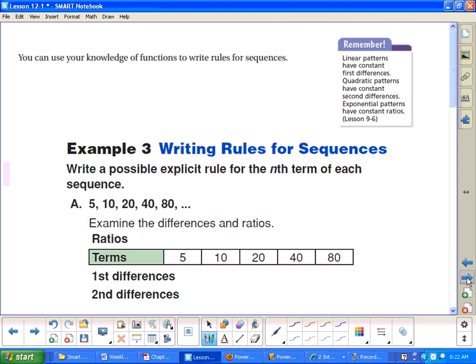All right, now we're going to look at, given a sequence, finding the rules for that sequence. A reminder: first of all, sometimes we need to figure out what kind of sequence it is. Is it exponential? Is it linear? Is it quadratic? So we have to use our rules for finding first and second differences and constant ratios to figure out which kind of rule it is first. And then the easiest way to write an explicit rule is to make a table and use that table to figure out the specific rule that we're talking about.